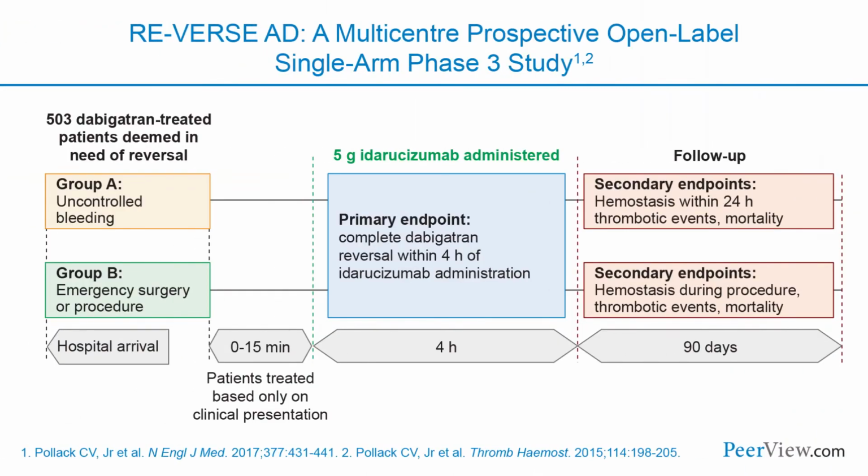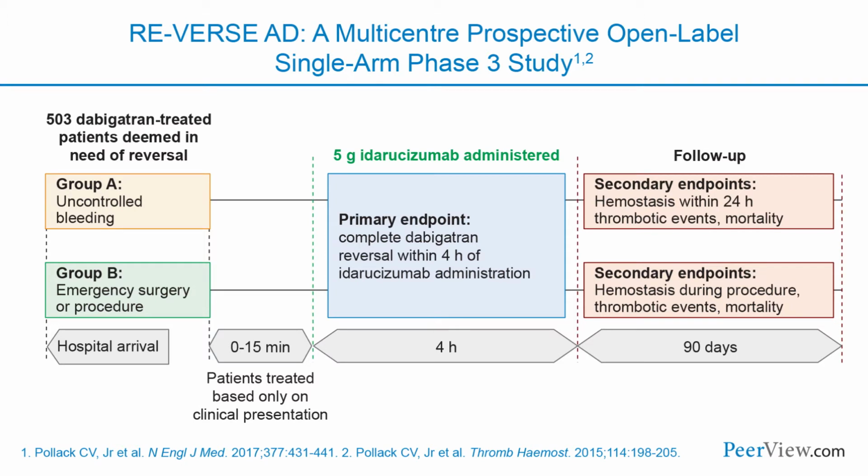Idarucizumab came to market through an international study called REVERSE-AD, meaning the reversal of active dabigatran. Not a huge study, 503 dabigatran-treated patients who were deemed clinically to need reversal. And they could get there one of 2 ways. They were called Group A if they were taking dabigatran and presented with uncontrolled bleeding that the treating clinician, independent of any lab values, felt needed to be reversed. Or they could come in under Group B if they weren't bleeding, but they were taking dabigatran and they needed some sort of sharp procedure, whether catheter-based or in the operating room, that could not be delayed until the dabigatran effect wore off. So about 2/3 of patients went into Group A, the bleeders, and 1/3 went into Group B.